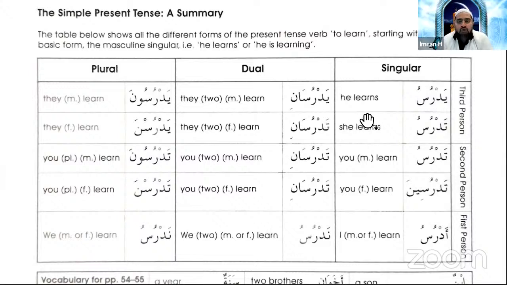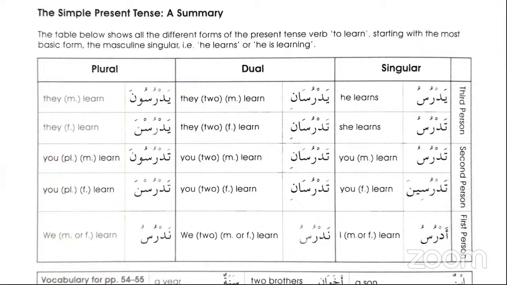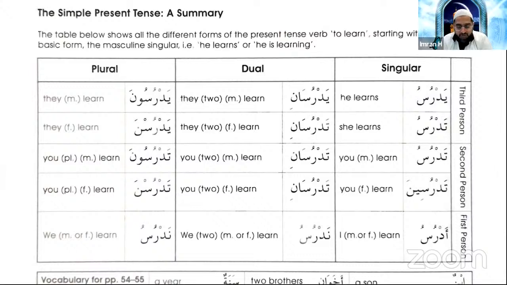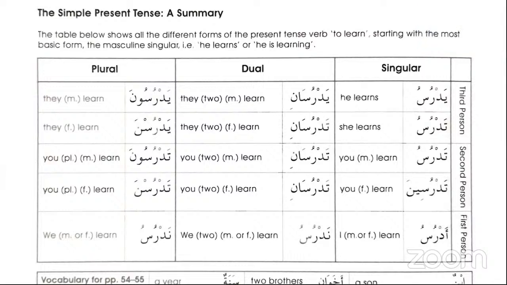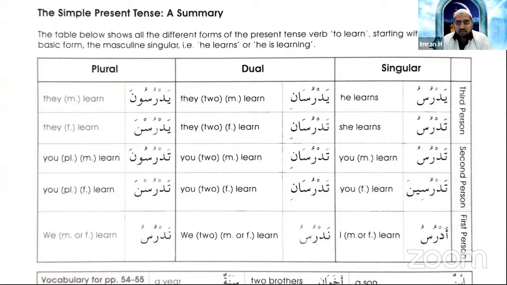Excellent. Now I want you to conjugate the verb yaktubu on the same pattern. Okay. Yaktubu, yaktubani, yaktubuna. Taktubu, taktubani, yaktubna. Excellent. Now I'm going to test you. How do you say she learns? Tadrusu. How do you say she writes? Taktubu. MashaAllah.